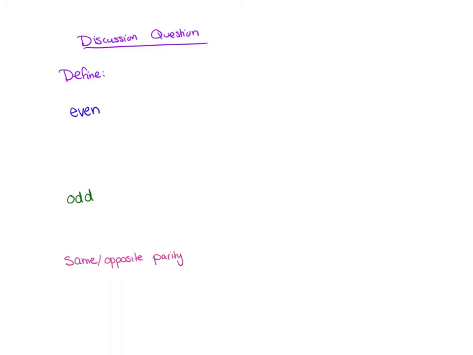Our first discussion question here is to go ahead and define these 4 concepts. I want you to see if you can write down a definition for what it means for an integer to be even, what it means for an integer to be odd, and then what it means for 2 integers to have the same parity or to have opposite parity. So go ahead, see if you can come up with those definitions, and we'll talk about those in class.